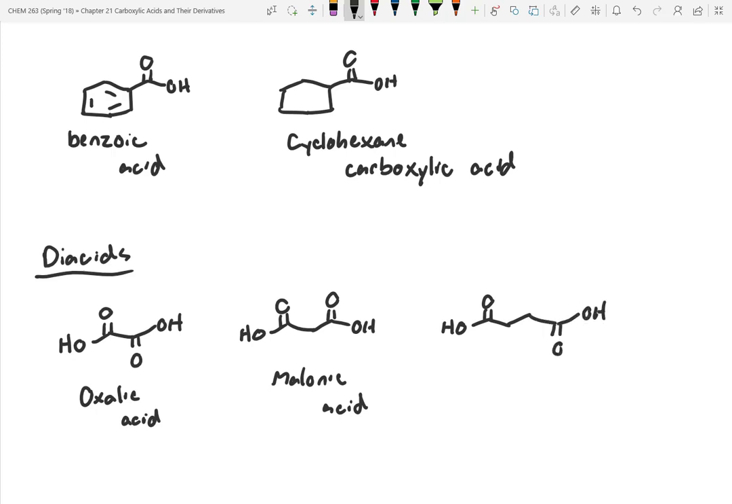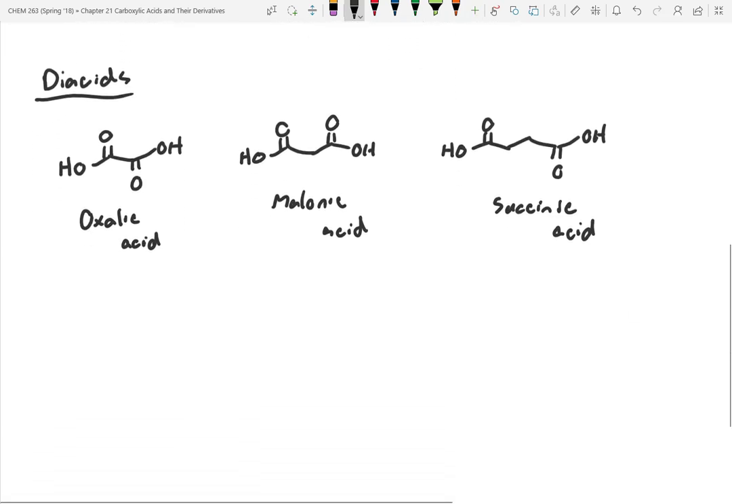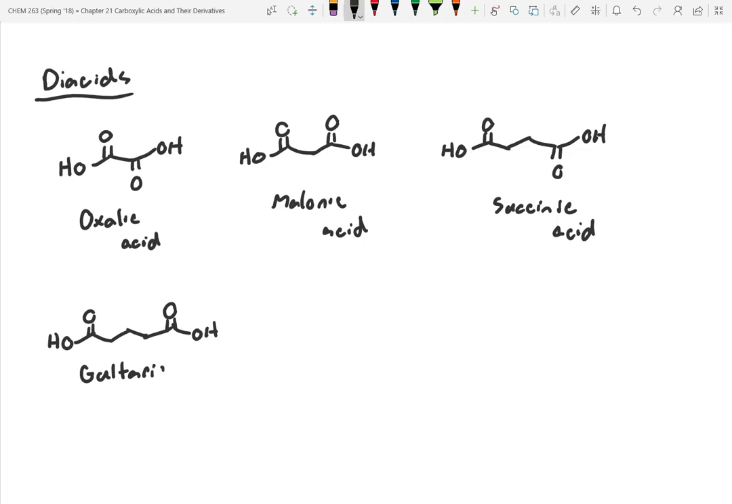Next one, you add one more carbon. This is succinic acid. Next one is with one more carbon. This is glutaric acid. And we've got another one with 6, and then we'll stop after one more after this. So 1, 2, 3, 4, 5, 6.